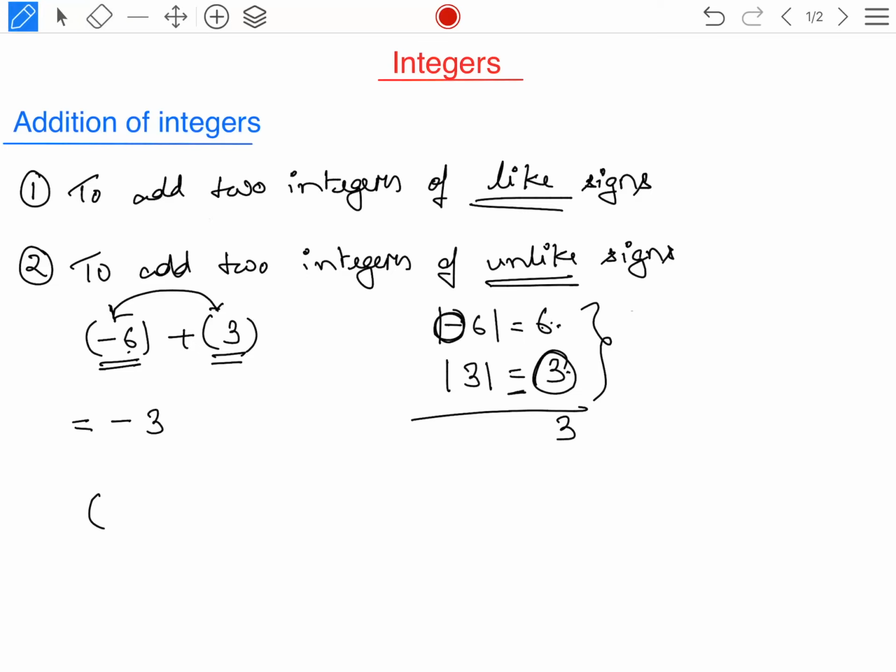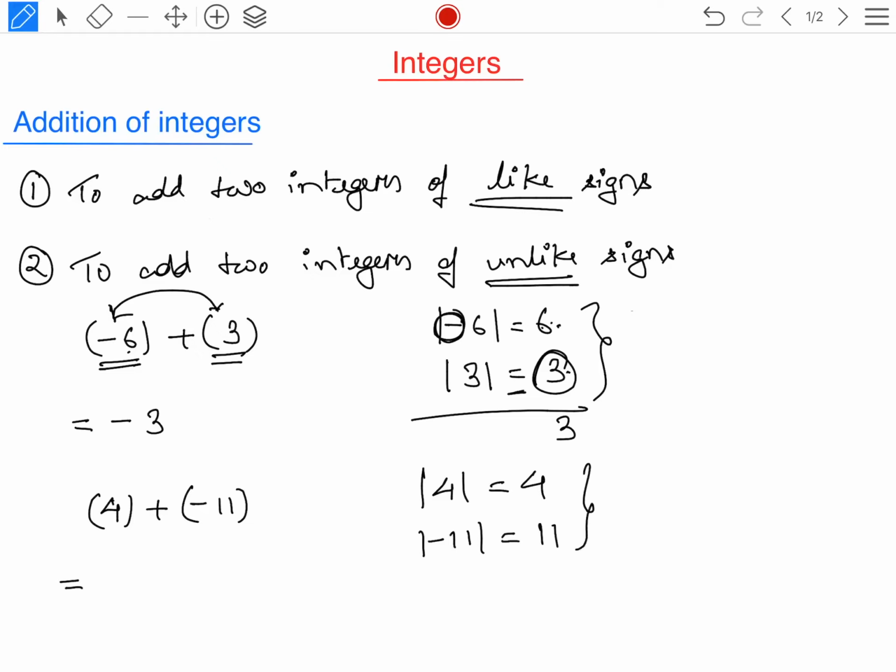Look, another example. Suppose 4 plus -11. Okay, 4 plus -11. Now what will we do? First step, find the absolute values. Absolute value of 4 is how much? 4. Then the absolute value of -11. What is the absolute value of -11? 11. Yes or no? Now see, which one is greater?